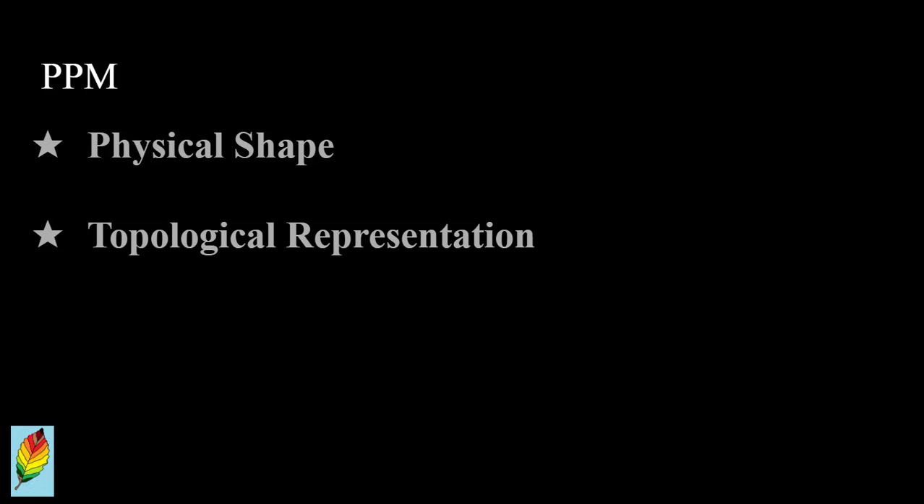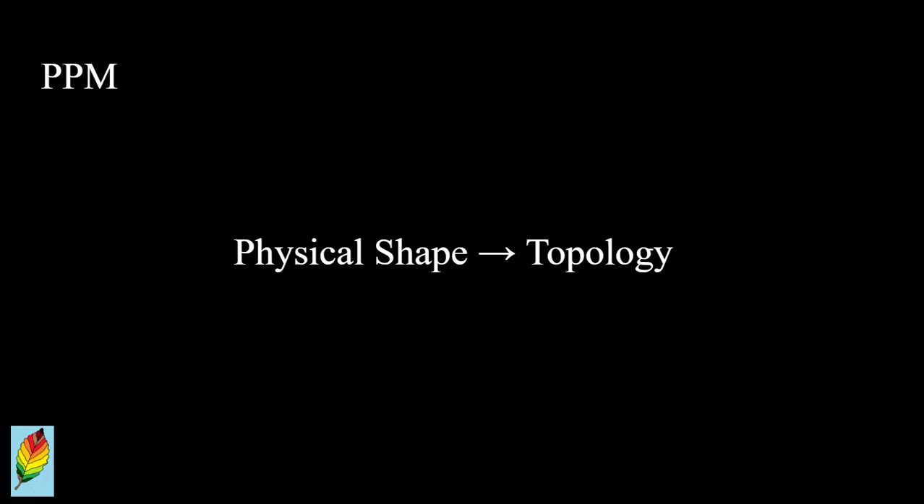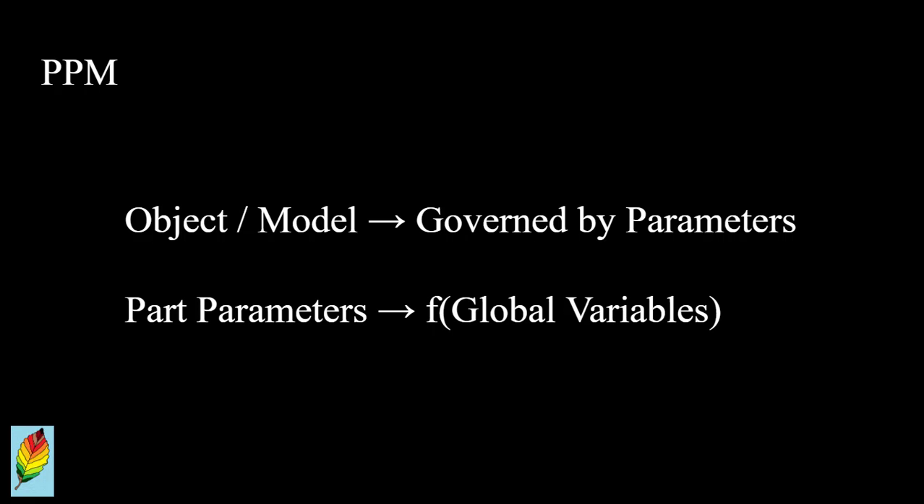Recall from previous videos that CAD geometries are represented using two representations: the topological representation and the physical representation. When it comes to part parametrization, the physical representation changes, and this in turn can affect the topological representation. By definition, part parametrization is when an object or model is governed by a series of values, called global variables, that have the impact to change different aspects, or parameters, of the geometry. Different part parameters will therefore be made into functions of one or more of these global variables.